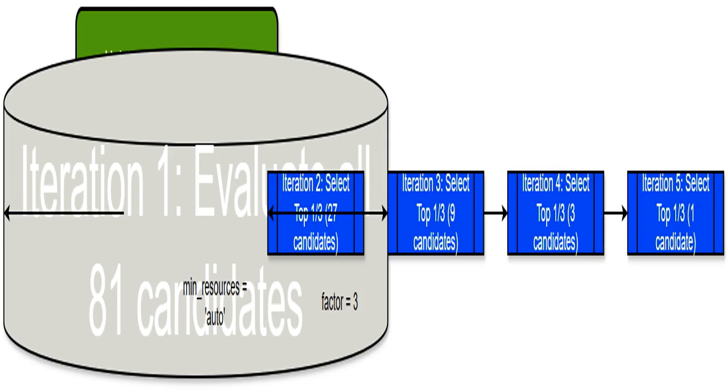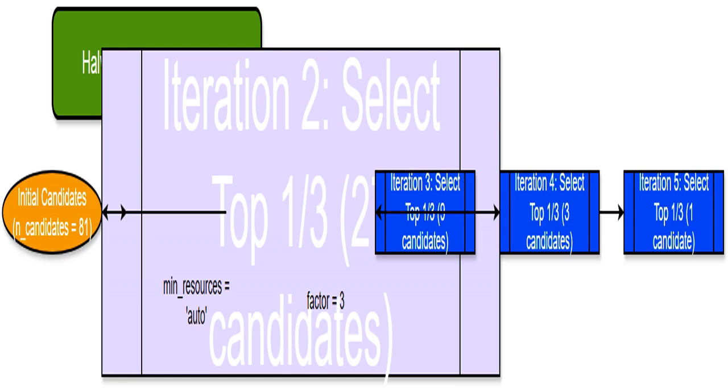In the first round, I evaluate all 81 models to see how they perform. This is the most expensive iteration in terms of computational cost. After round 1, I keep only the top 1/3, 27, of the candidates. The others are discarded because they didn't perform as well.